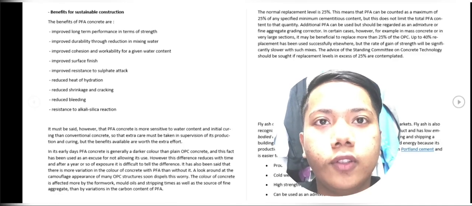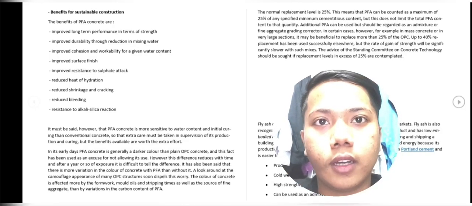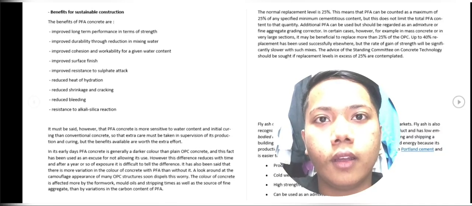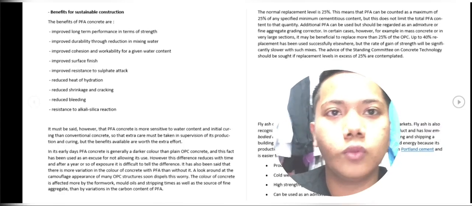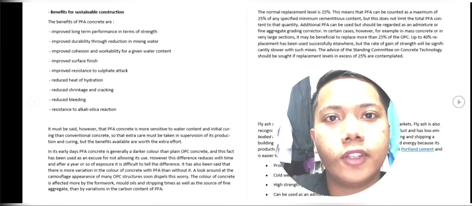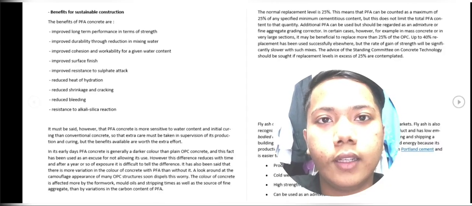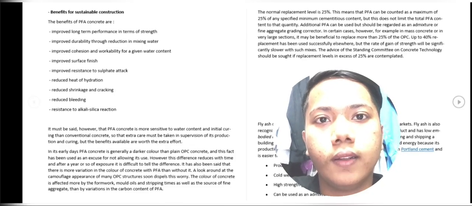First, the benefits for sustainable construction. The benefits of PFA concrete are improved long-term performance in terms of strength, improved durability through reduction in mixing water, improved cohesion and workability for a given water content, improved surface finish, improved resistance to sulfate attack, reduced heat of hydration, reduced shrinkage and cracking, reduced bleeding, and resistance to alkali silica reaction.